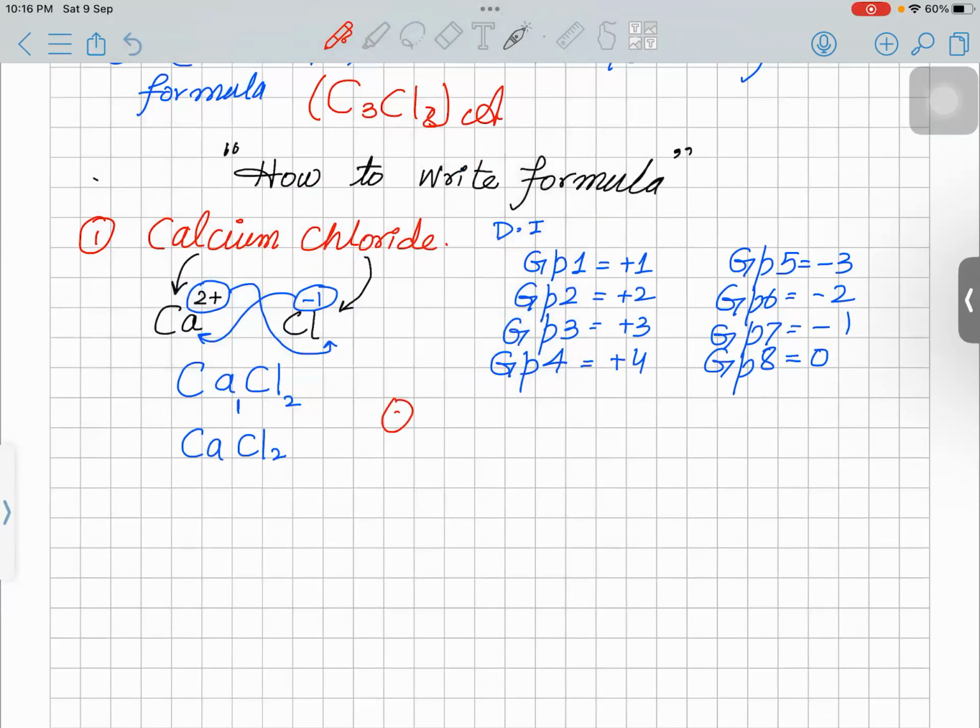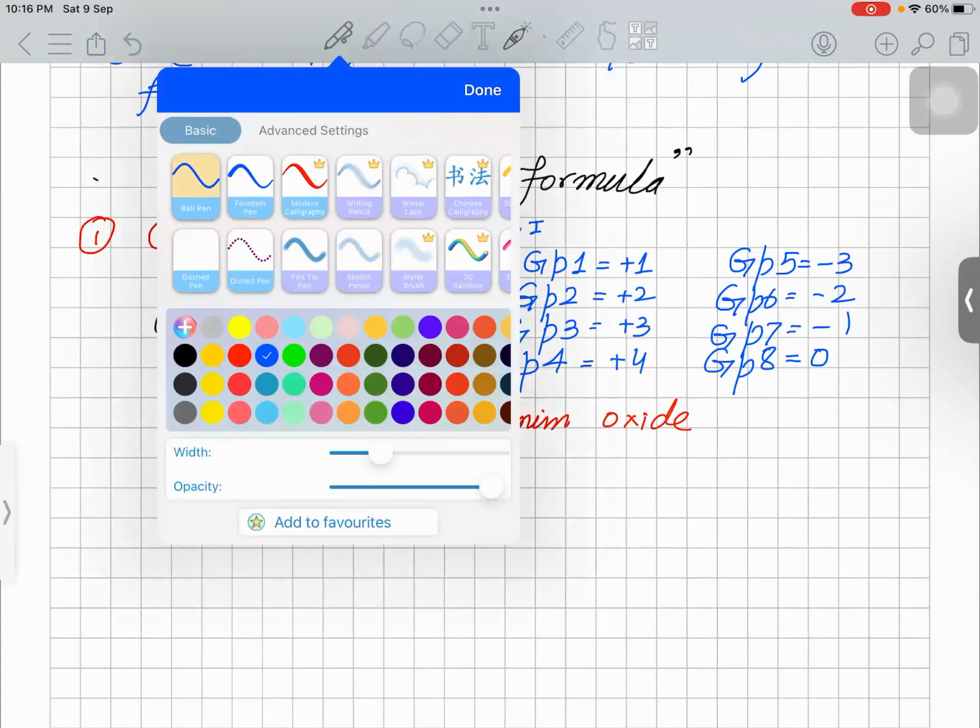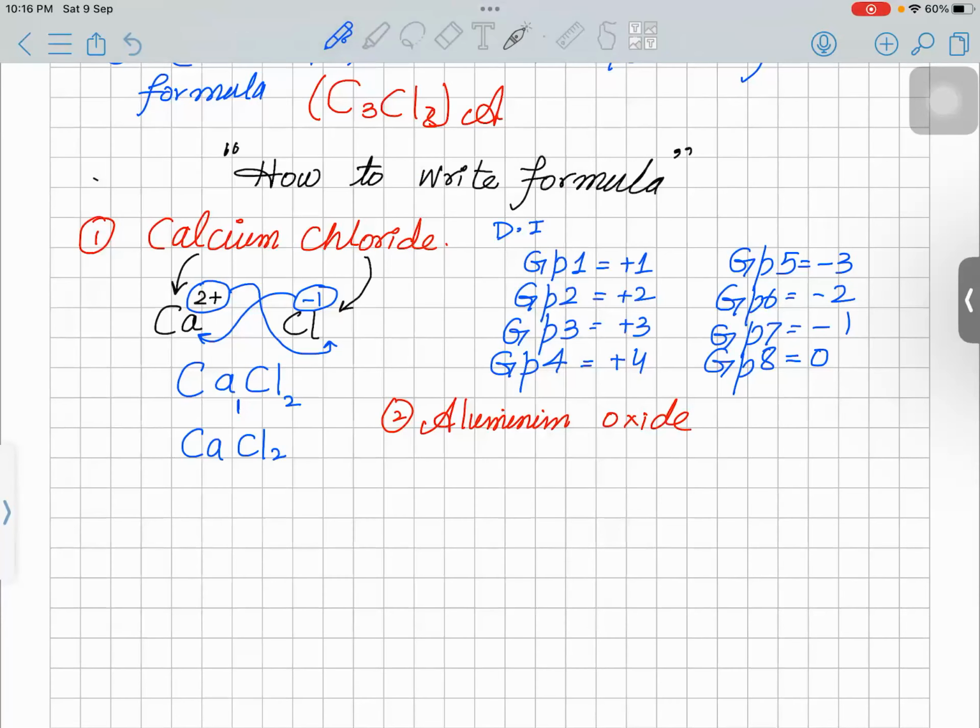Now question number 2. Aluminium oxide. Can you tell me the symbol of aluminium? Al. And oxide? Sir, for oxide is O. Oxide is O.